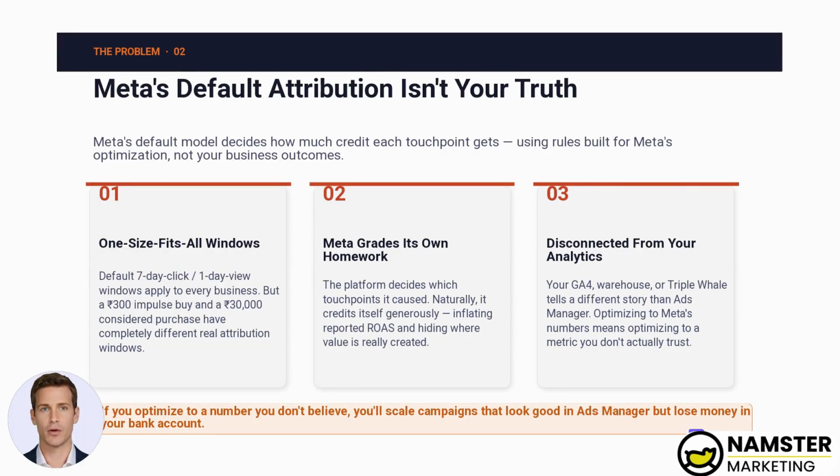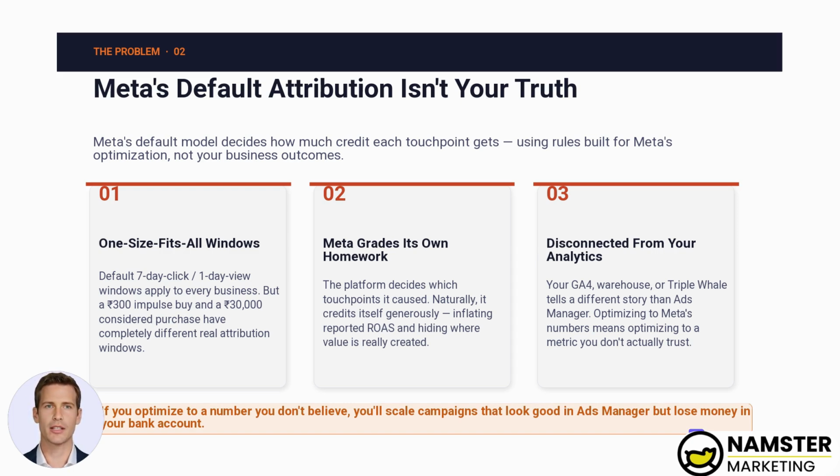Simply put, Meta's default attribution is not your business truth. The default model uses rules built for Meta's platform optimization, not for your specific business outcomes. We face three core problems. First, one-size-fits-all windows. A small impulse buy is treated the same as a high-value considered purchase, which is fundamentally illogical. Second, Meta effectively grades its own homework. Naturally, the platform credits itself generously, inflating reported rows and obscuring where real value is actually created.